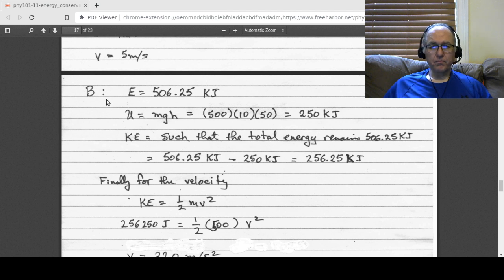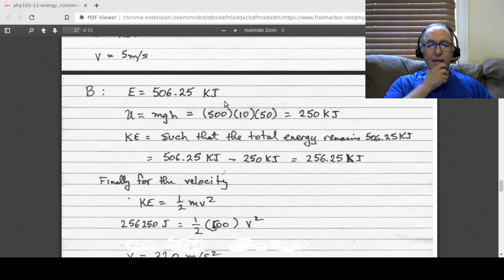Now, point B, if I asked, do you know the total energy? The answer is yes. You didn't have to calculate anything. You know that because, remember, there's no friction here. Total energy is conserved. We just found that the total energy was 506.25 kilojoules. That's not going to change. That's going to be the same at C and at D and at every point in between. It's 506.25 kilojoules. But the other two pieces are going to be different.